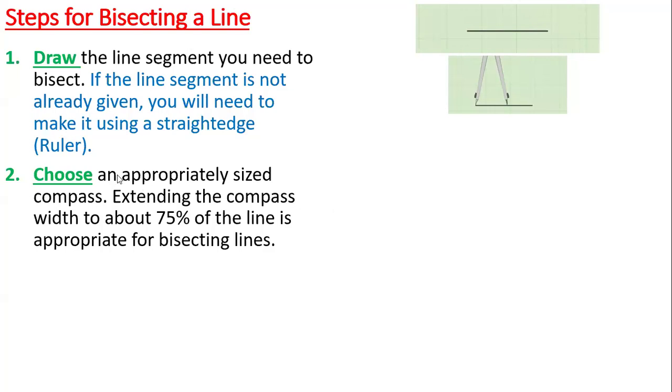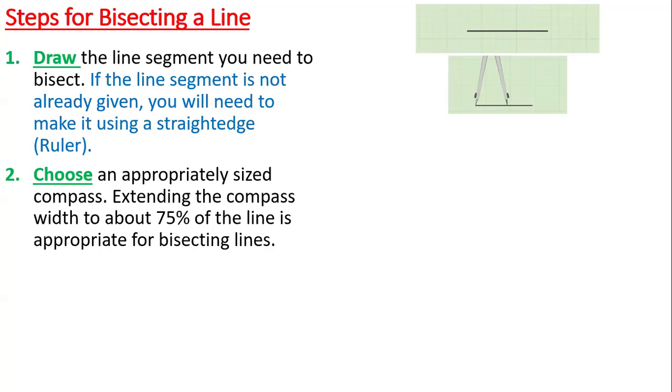Choose an appropriate size compass. Appropriately sized compass, extending the compass width to about 70% of the line is appropriate for bisecting lines. Very good. So what percentage of the line do we need to put the compass at when we're bisecting a line? 75. 25% of the way, 75%.